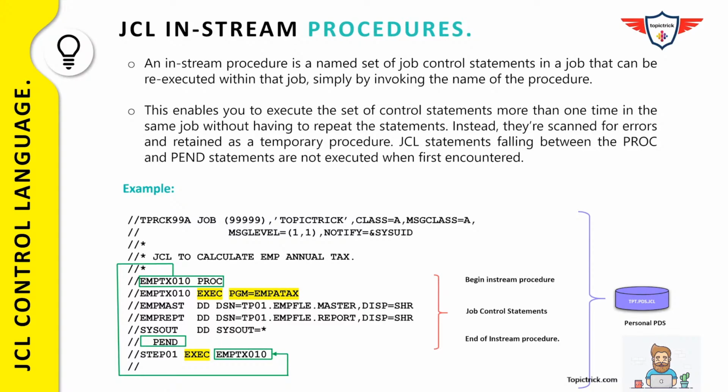It's your choice. Now it's time for the answer. So the maximum number of in-stream procs that can be included in a JCL is 15. So let's see how many of you have got the correct answer.